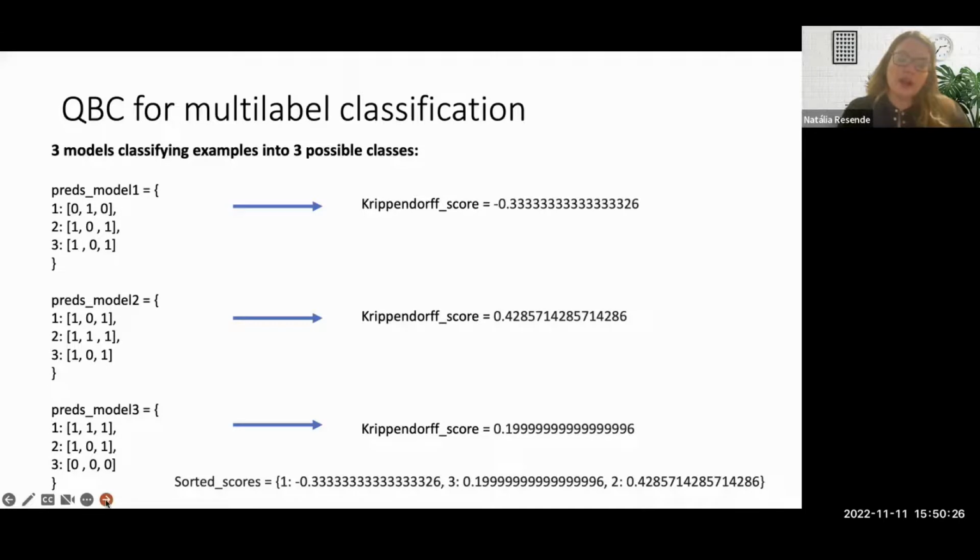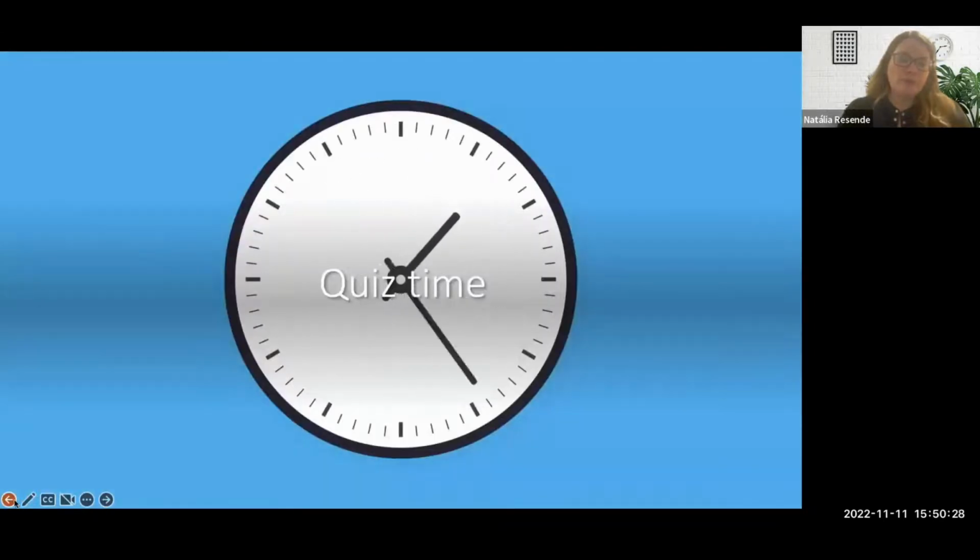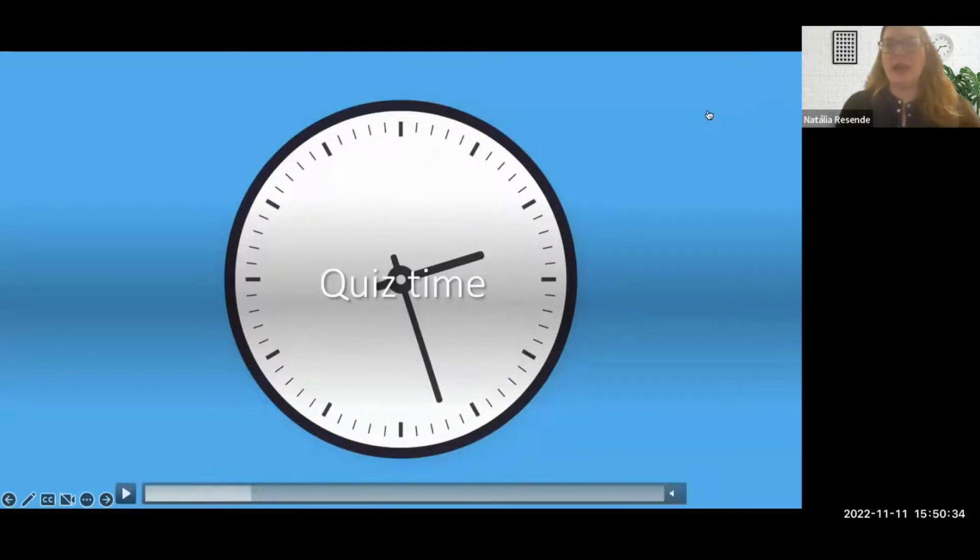Okay, so now, before the quiz, I'm going to show you how to code this. I'm going to show you a Google Colab notebook with the code for all of these strategies, so then we can have a better idea of how everything works in practice.